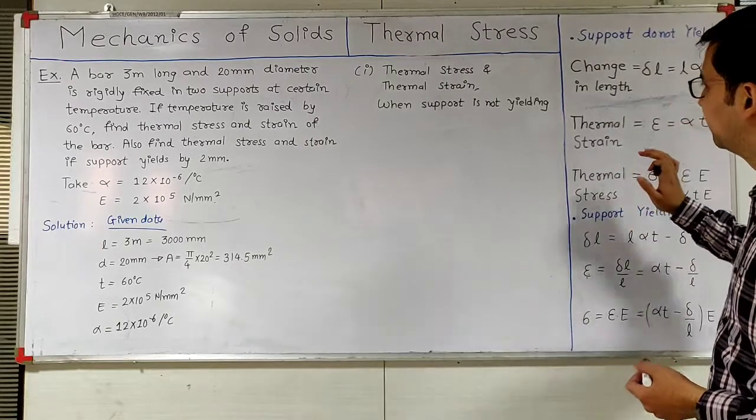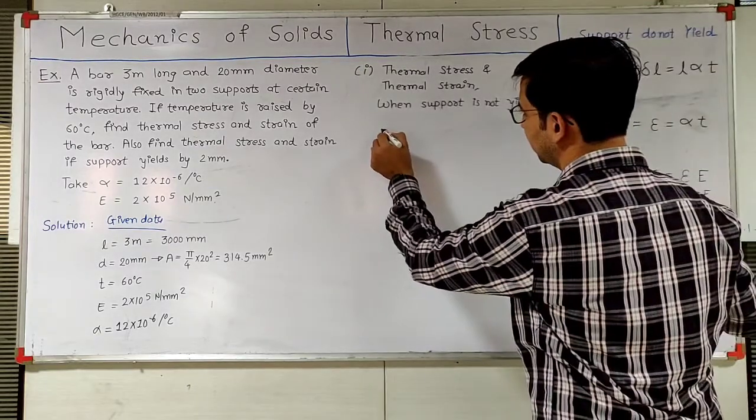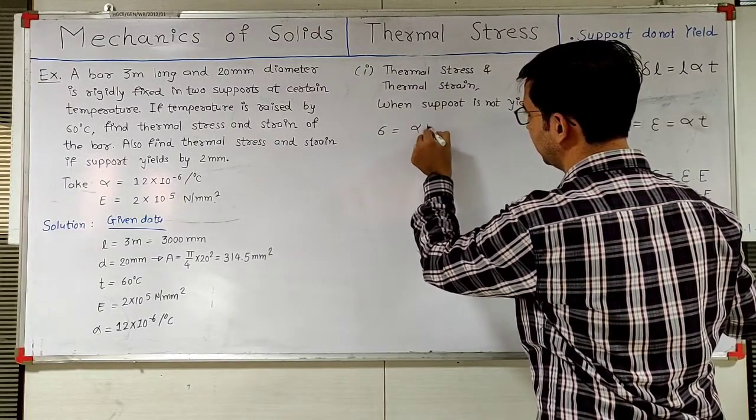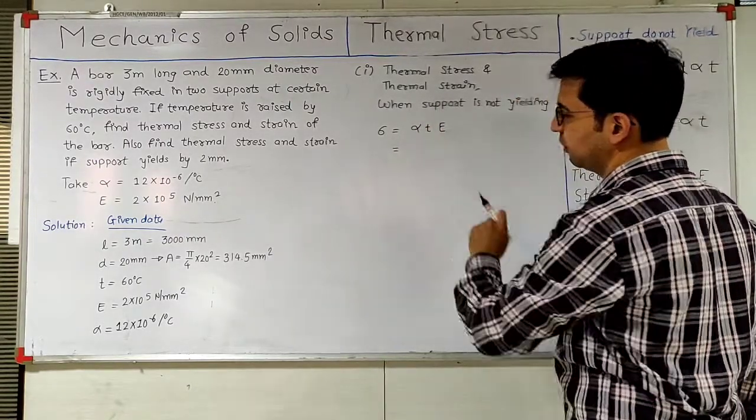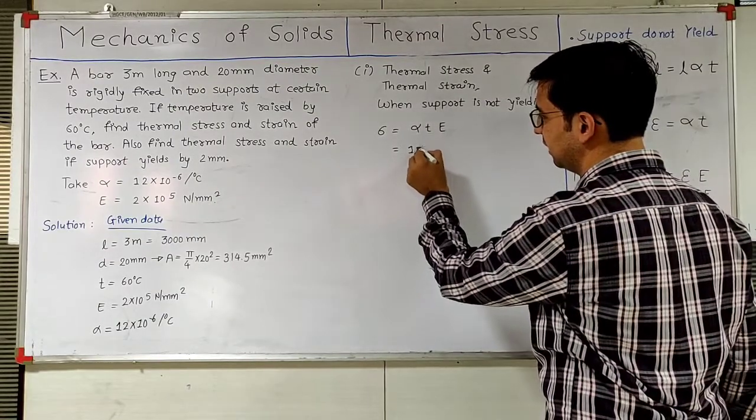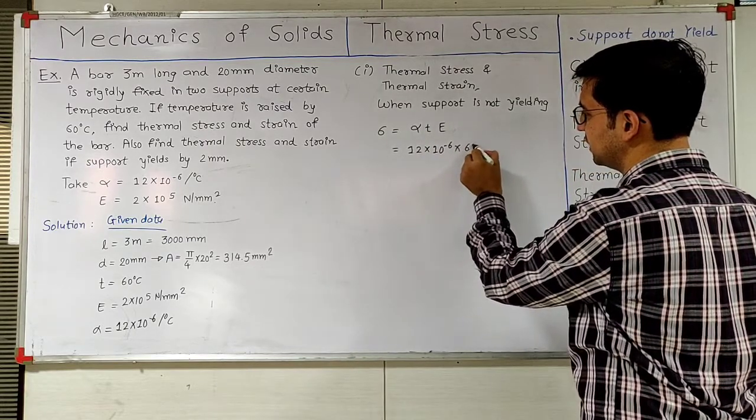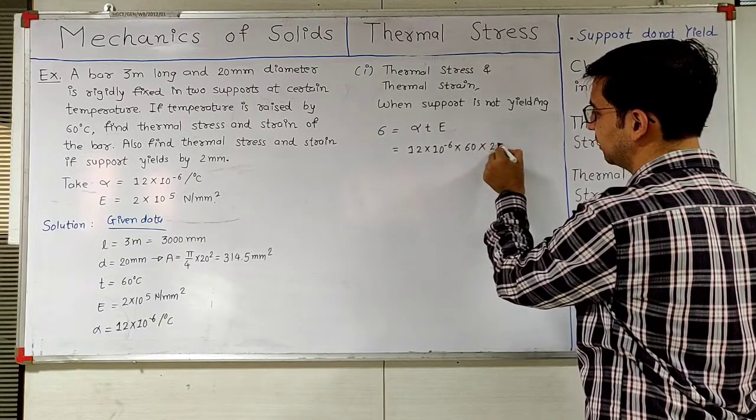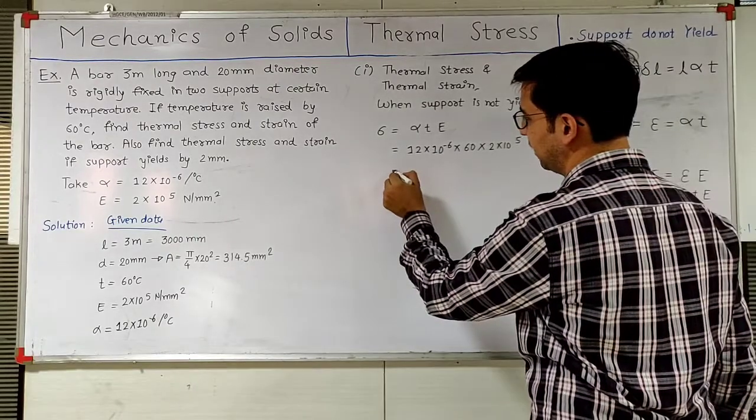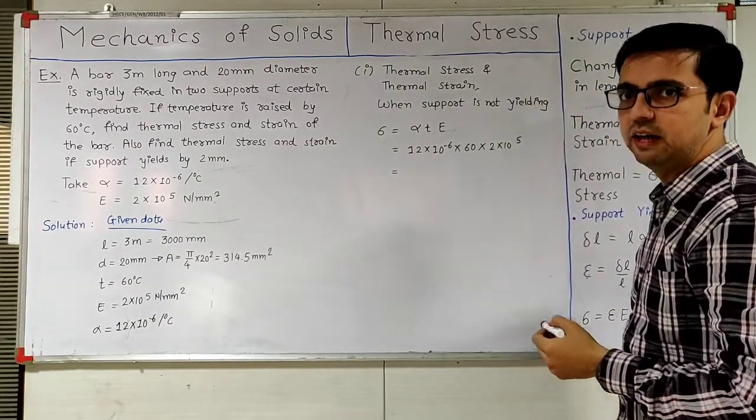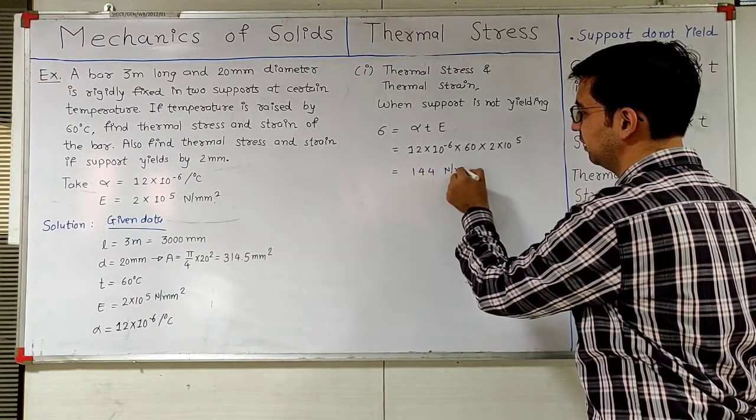So as we know, thermal stress equation for support do not yield condition is alpha into T into E. So as we know, coefficient of thermal expansion given is 12 into 10 raised to minus 6. T is the temperature difference, which is 60, and E is modulus of elasticity given as 2 into 10 raised to 5. By simplifying this equation, we will get the answer of thermal stress as 144 Newton per mm square.